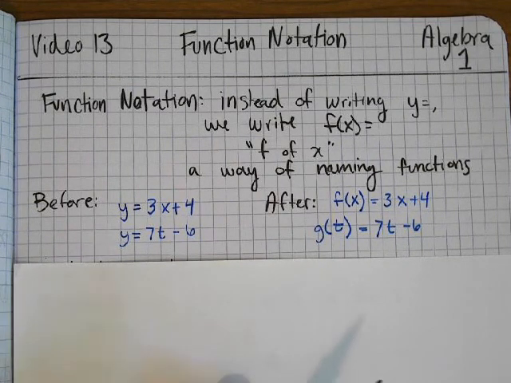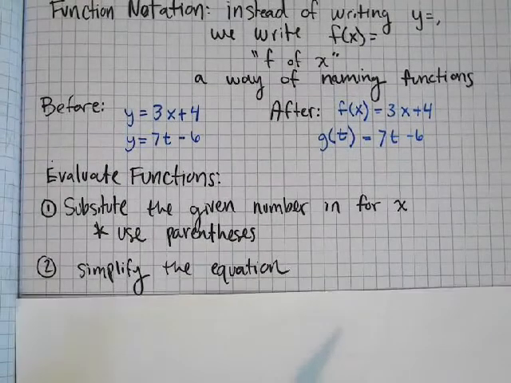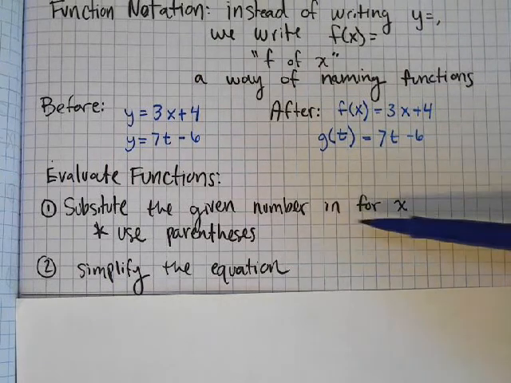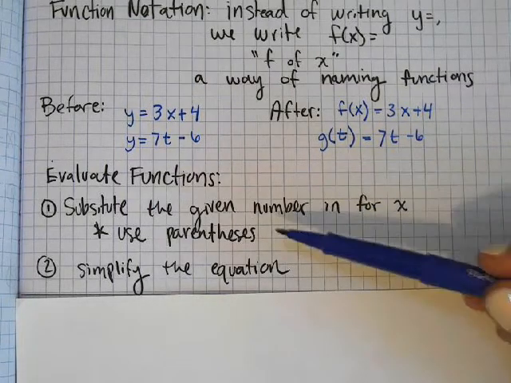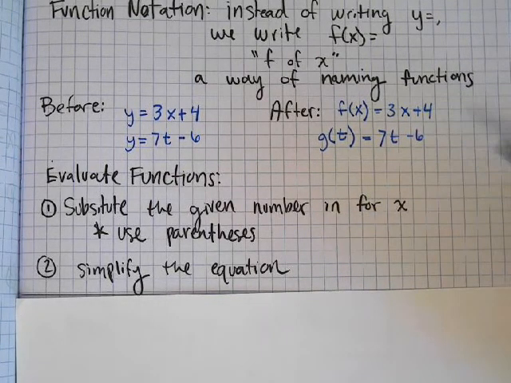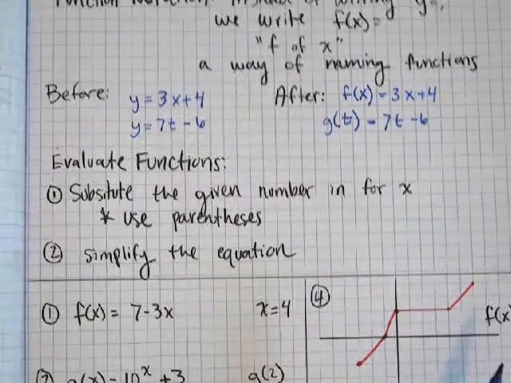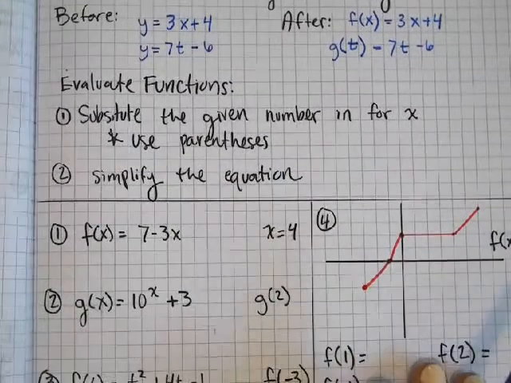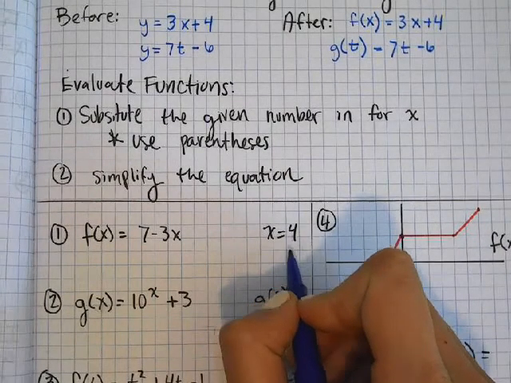So when we solve these, or when we actually evaluate, we've got two different steps. We're going to do a handful of examples to make sense of this. We substitute the given number for x, and we just plug it in. Make sure you use parentheses. If you don't, you might get some mix-ups. And then we just simplify. All right, so let's start off. Here's our function, and we want to evaluate function number 1 when x is 4.